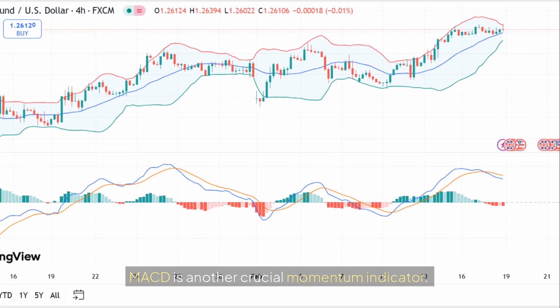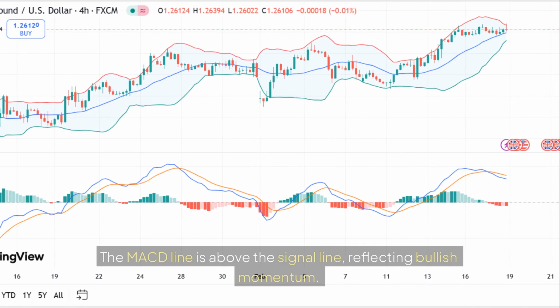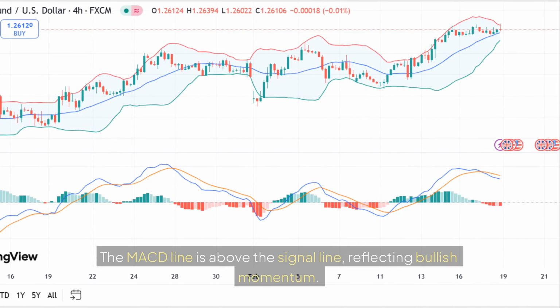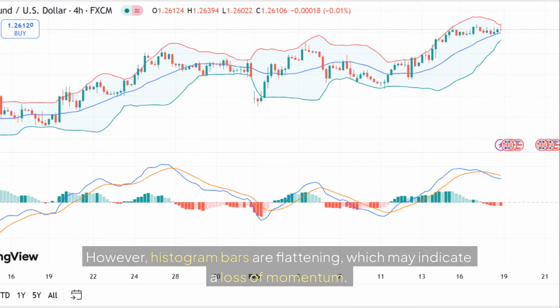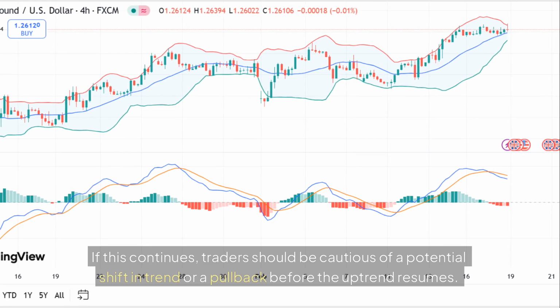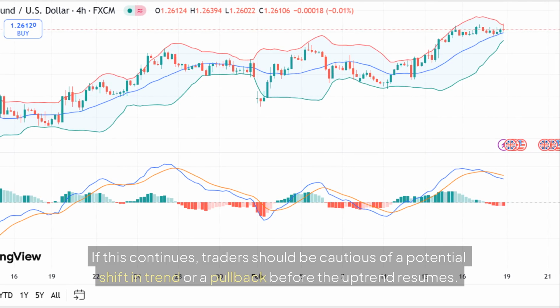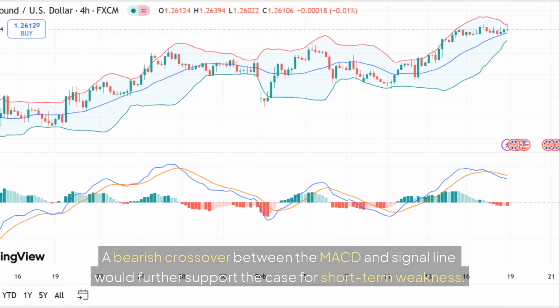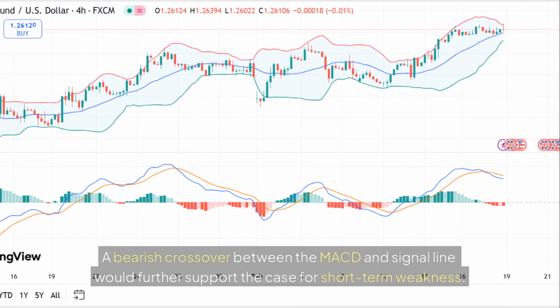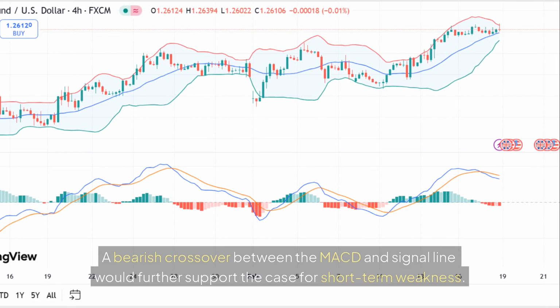MACD is another crucial momentum indicator. The MACD line is above the signal line, reflecting bullish momentum. However, histogram bars are flattening, which may indicate a loss of momentum. If this continues, traders should be cautious of a potential shift in trend or a pullback before the uptrend resumes. A bearish crossover between the MACD and signal line would further support the case for short-term weakness.